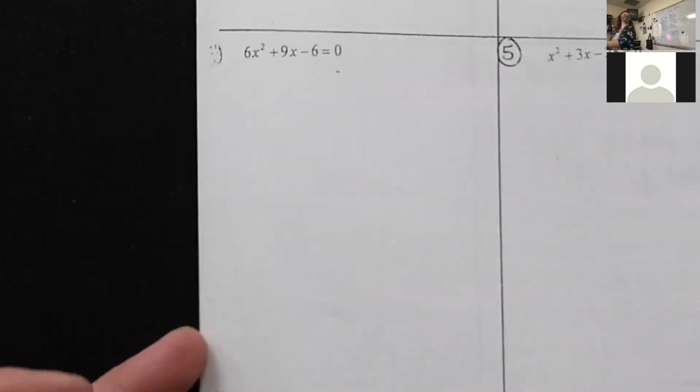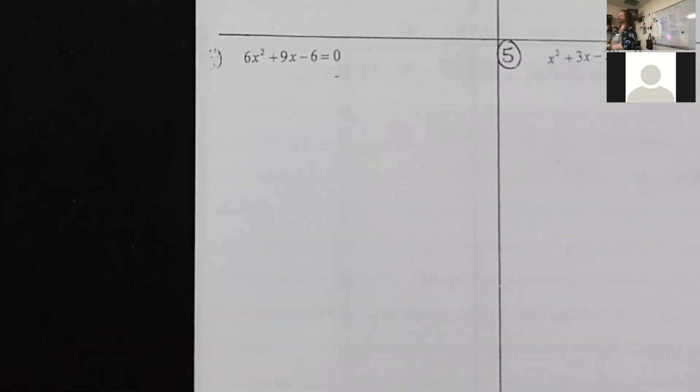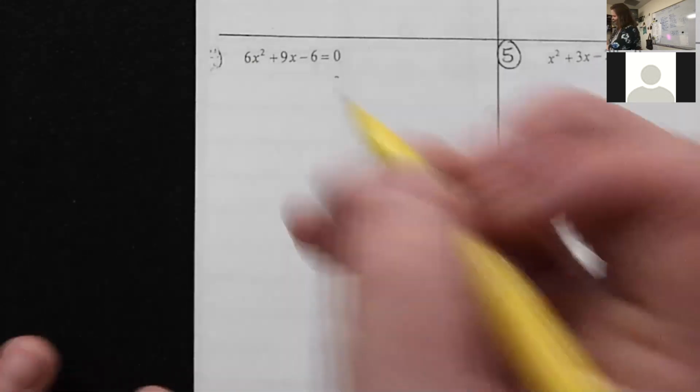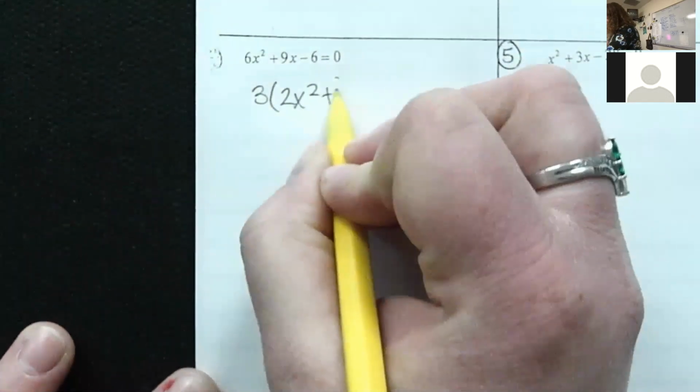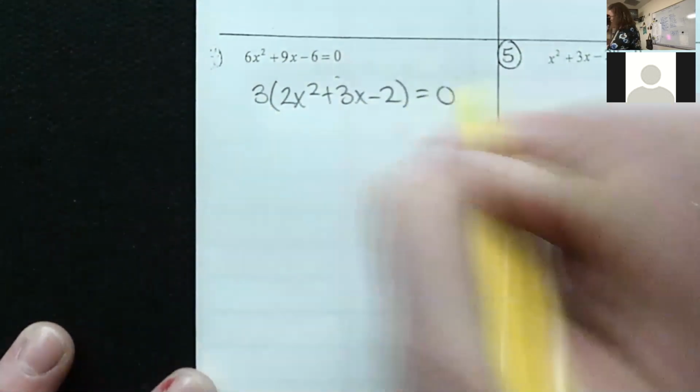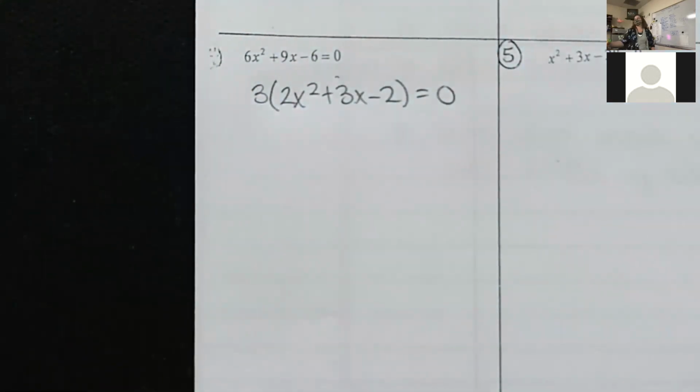Next. Is it equal to 0? Yes. Yeah, okay. What do I do? Might as well take out a 3. That'll make my life easier. 2x squared plus 3x minus 2. Love it. Okay. I took out the greatest common factor of 3.